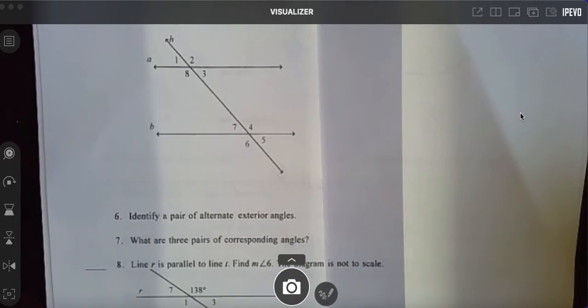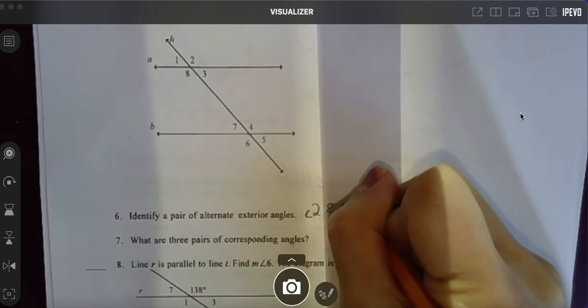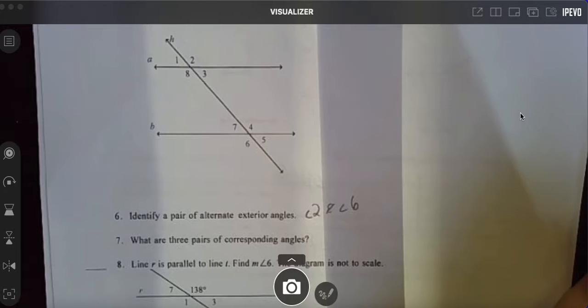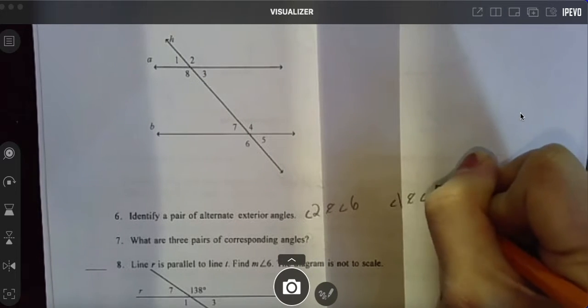Alternate exterior angles. That means angles that are on the outside that are on opposite sides, alternate sides. So 2 and 6. 2 and 6 are on alternate sides. Angle 2 and angle 6. You could have put angle 1 and 5. Either of those is the right answer.